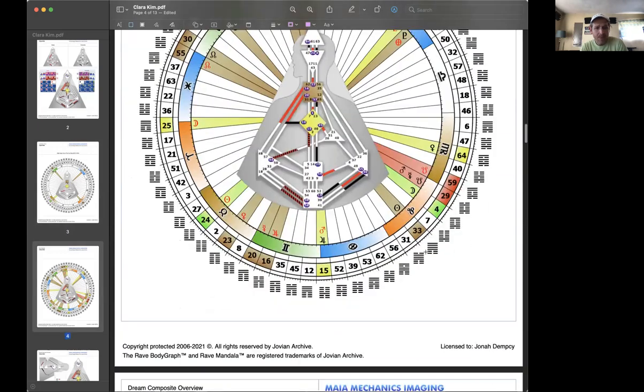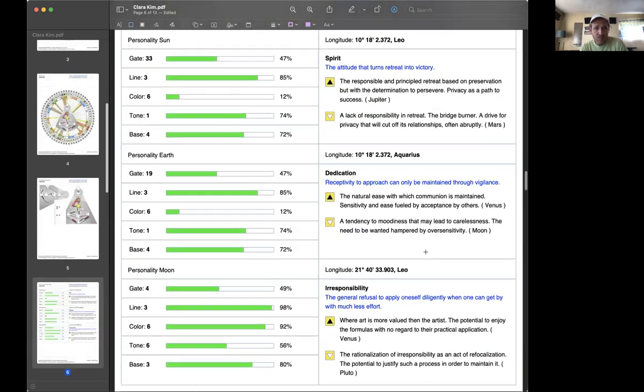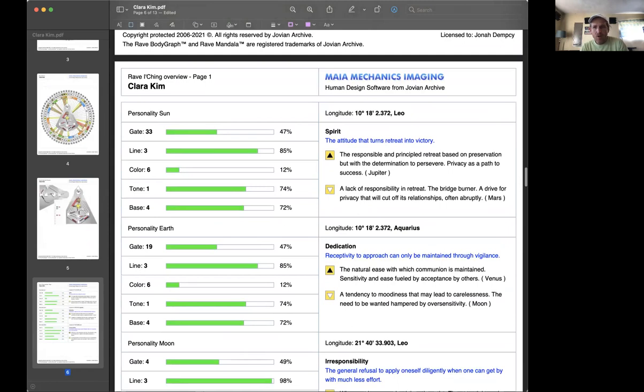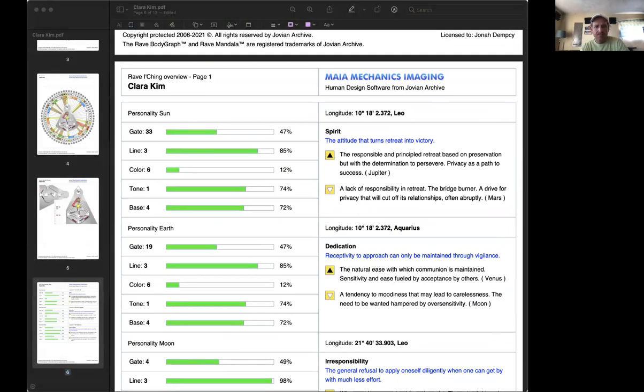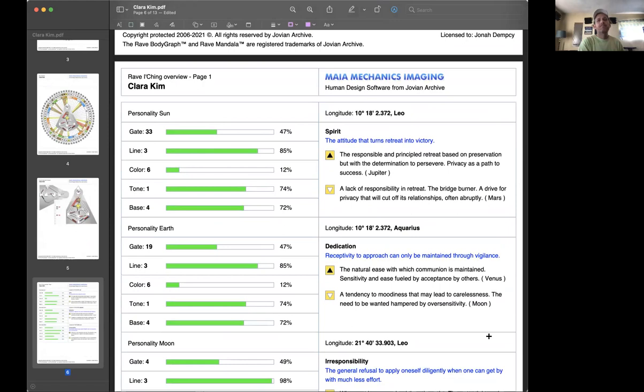It's really fun for me to do. I just want to give it a try. Okay, and I'm going to take notes as I do it. So your personality sun, gate 33, line 3, spirit. And then we have a blue line here. Now the blue lines are always potentials that are possible, maybe even in the post Chiron, like they're wisdom potentials. So there's a wisdom potential to ultimately possibly turn retreat into victory, but there's no guarantee.